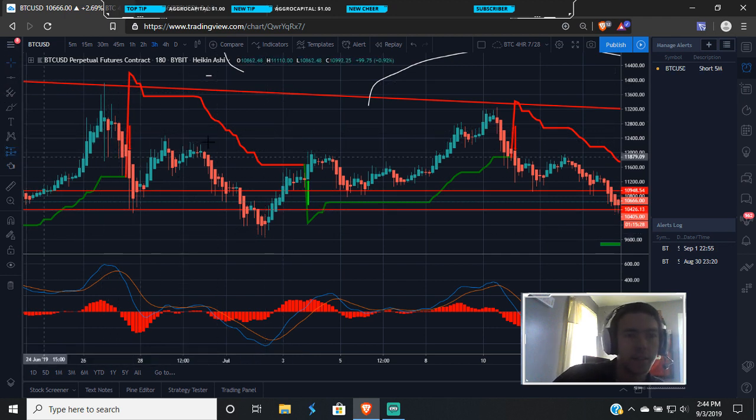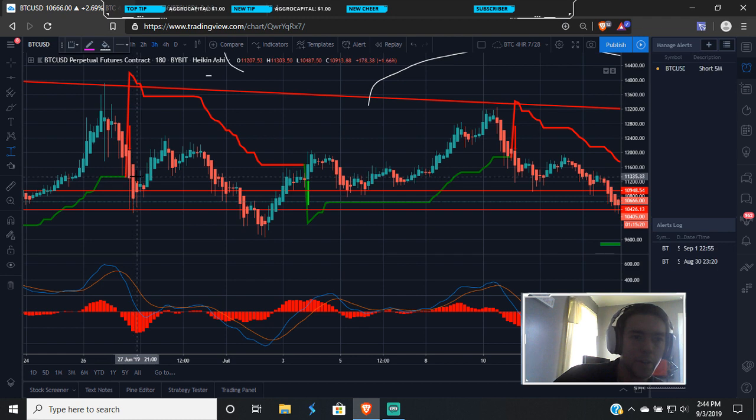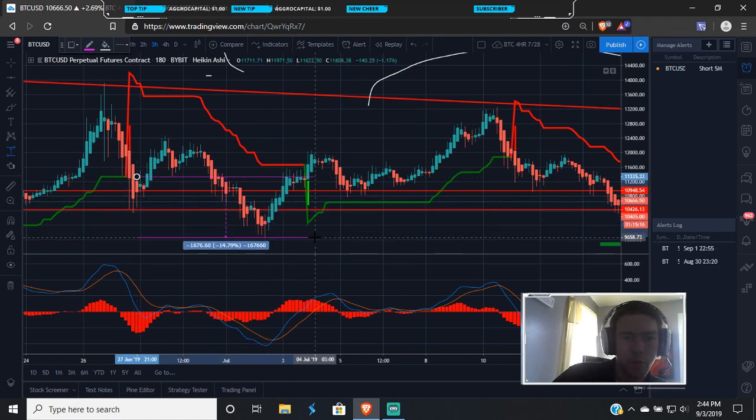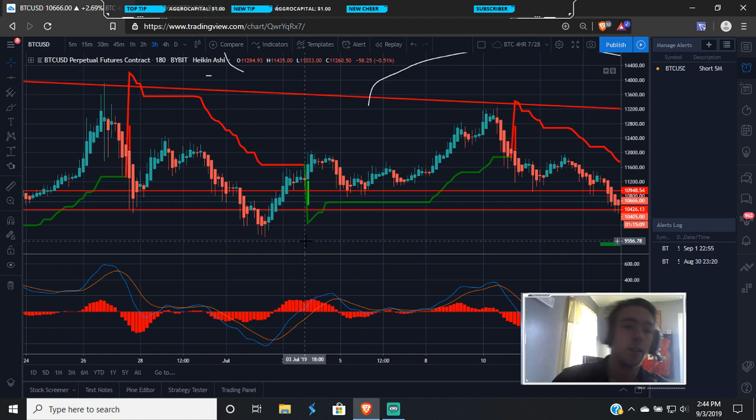If we take our price range tool, make sure we're on the right one. No, we're on long. There you go. Let's just go from our confirmation. We had roughly about a 15% drop. Very nice. So even if you had a low leverage position of 2 or 3x, you're looking at a 30 to 45% gain on that.